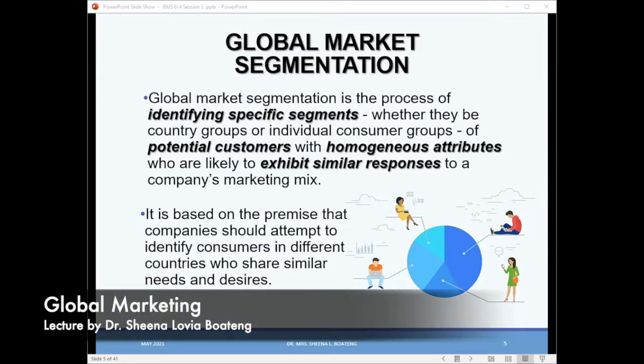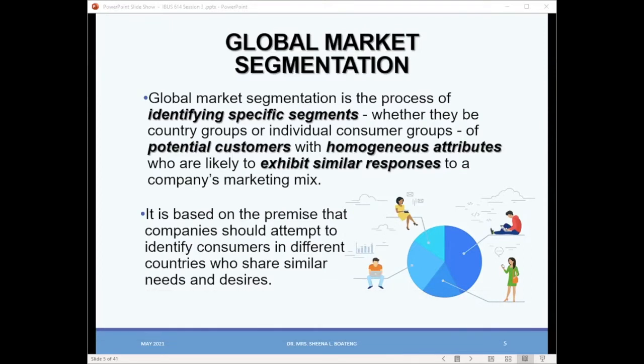And before we can put a group of customers, be it an individual group or a country group or a regional group, into a segment, they need to possess certain homogeneous attributes. Homogeneous attributes in the sense that they need to possess certain attributes that they all share in common. And with the possession of these homogeneous attributes will come similar responses to the global marketing tactics that we use to try to reach them, to sell our products and services to them.